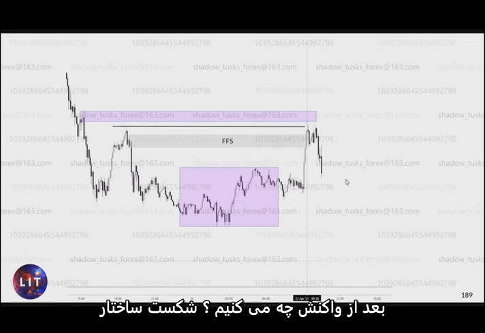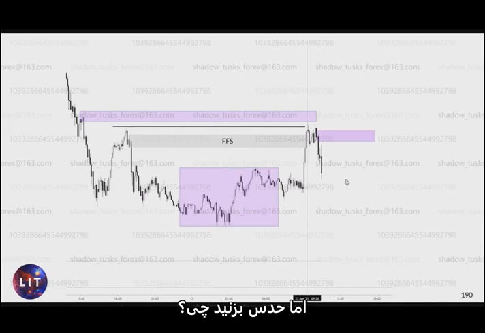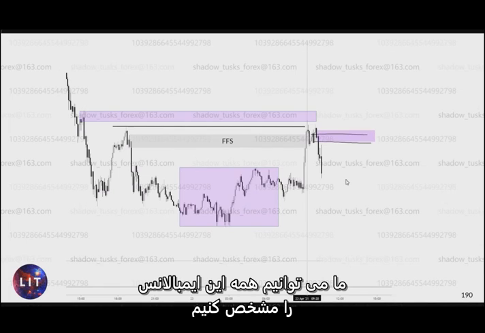What do we do after the reaction? Internal break of structure. No, not really, sorry. Not an internal break of structure. Maybe under 1 minute. But guess what? We can make our markup the imbalance zones.